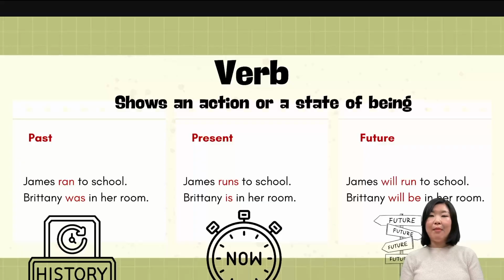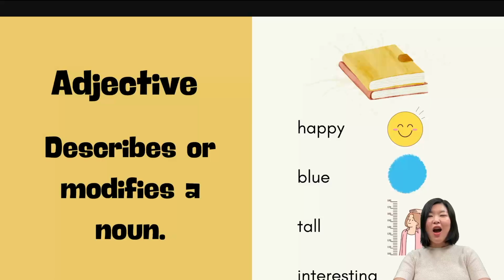So let me give you an example of a future sentence. Future means something that might happen later. So we aren't really sure it's really going to happen or not. Maybe we can describe something that's close or far future. So let's look at the first sentence here. James will run to school. We just assume that James might run to school. Brittany will be in her room. We don't know whether she is really in her room, but we can kind of predict that she might be in her room. All right.